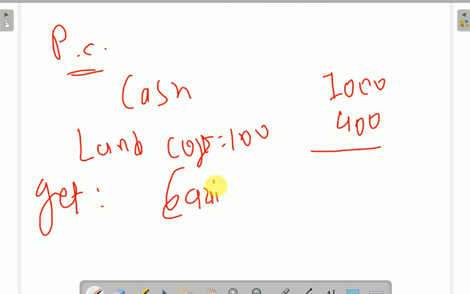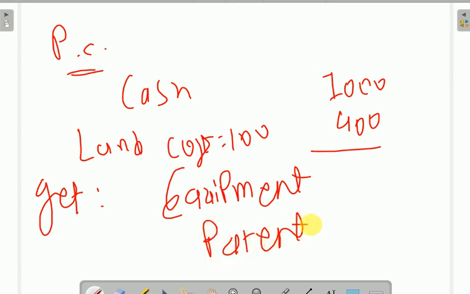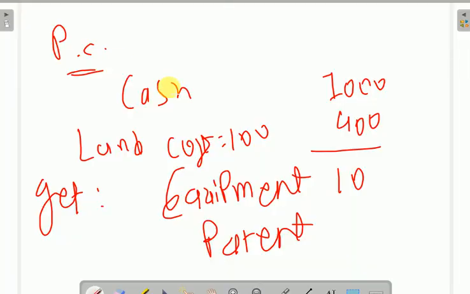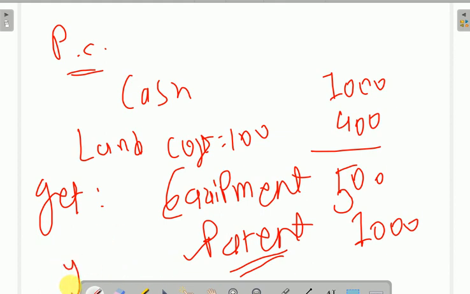Equipment and patent. First 500 and 1000, let me check it. 500 and 1000. And the product or the formula for which we have got the patent is a new product, or the market of which is not yet established.